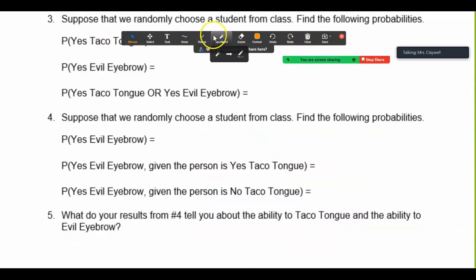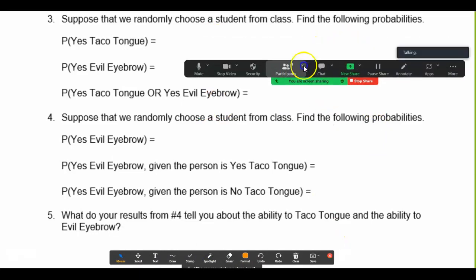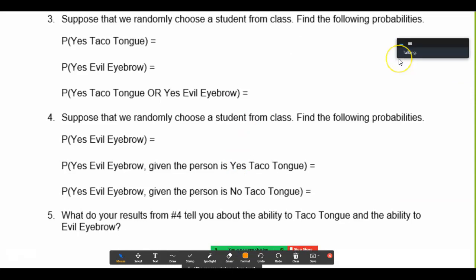As we continue on, we're going to keep going back to that original data set. Suppose you randomly choose someone from the class. The probability that someone is yes, taco tongue: there were 20 students that could do taco tongue out of the 30. Yes, evil eyebrow: there are 8 out of the 30.